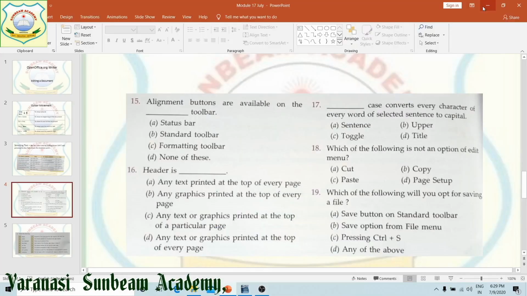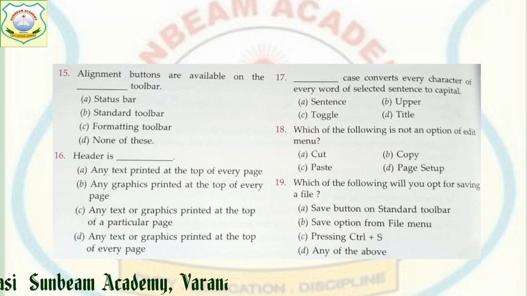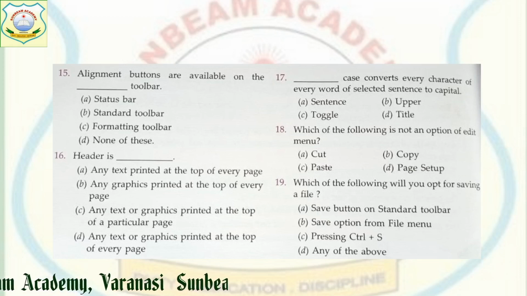Students, in the last class I explained 14 questions, and the remaining 5 or 6 questions I am going to deal with today. First one is given: alignment buttons are available on the dash toolbar. Alignment buttons are under our formatting toolbar, because alignment means formatting a text, and as the name suggests, it comes under the formatting toolbar.